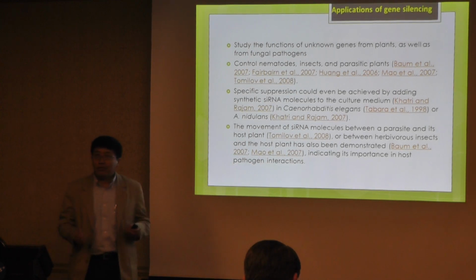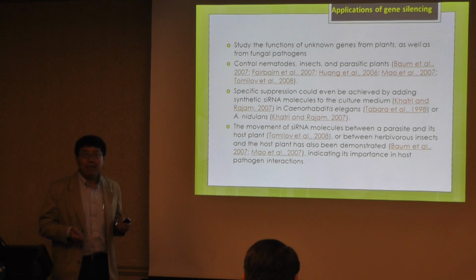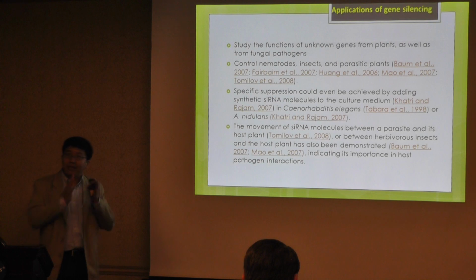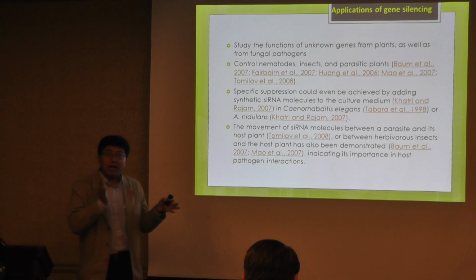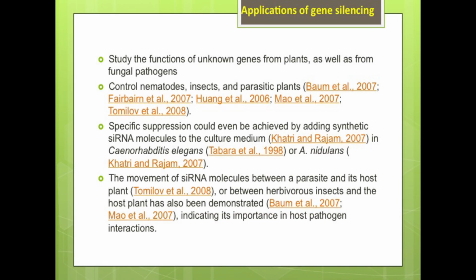So the importance of gene silencing: this has been a very powerful tool. It has been used to study the functions of unknown genes by silencing them and seeing what kind of phenotype you get once they are silenced. It has also been used to study the genes in the pathogen. And one of the interesting things, since this discovery, is that it has been used to control nematodes, insects, and parasitic plants.